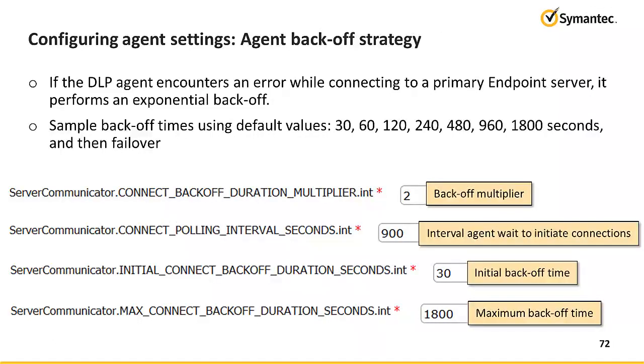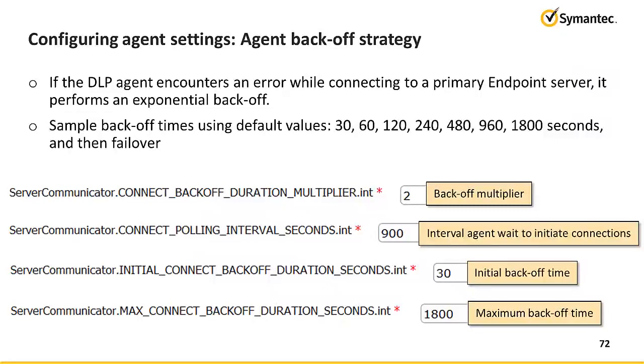In the event the DLP agent loses its connection with the endpoint server, it backs off from attempting to reconnect for the amount of time set in the initial connect back-off duration second setting, which is 30 seconds by default. If after the initial back-off time the agent is still unable to connect to the primary endpoint server, it backs off again using the initial back-off value multiplied by the value set in the connect back-off duration multiplier setting, which is 2 by default. This means that the agent now backs off for 60 seconds. The multiplier is used for each subsequent unsuccessful attempt.